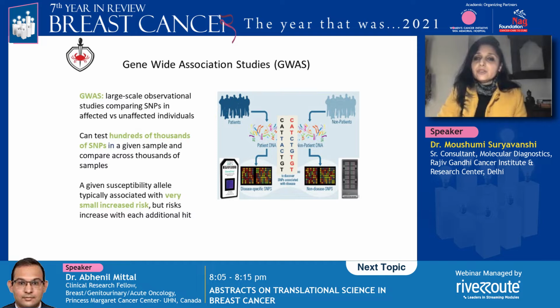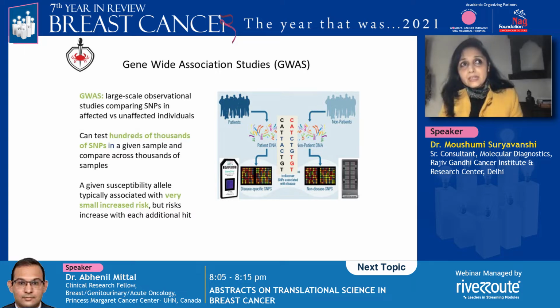And why are these variations important? Because some of them can be associated with an increased risk of breast cancer. Individually, we all have more than 3 million SNPs, and having more and more SNPs which are associated with breast cancer risk will add to the cumulative risk of breast cancer in a patient. So how do we do this? We do this with genome-wide association studies. So what are genome-wide association studies?